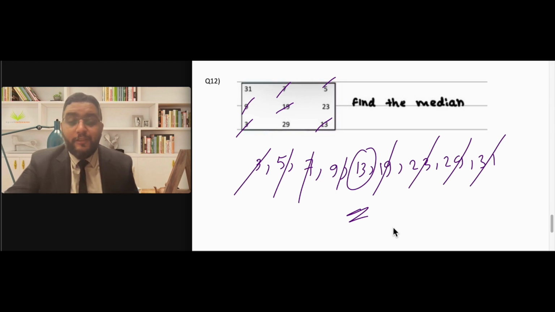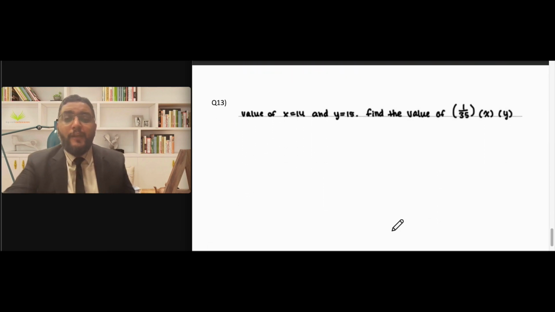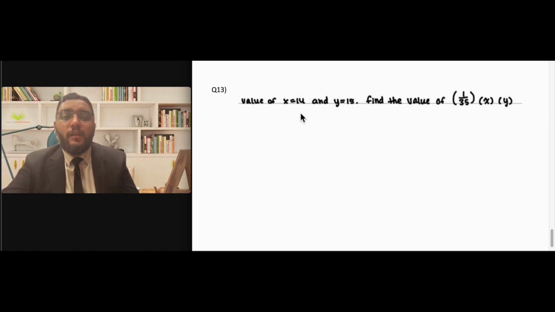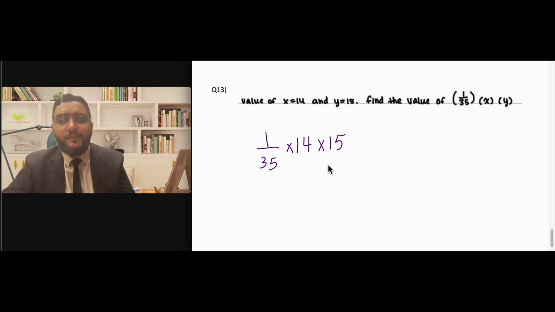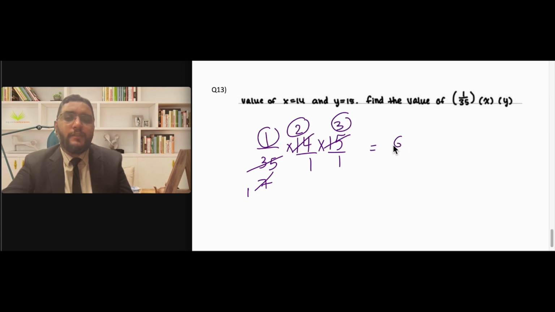Let's move to question 13. The value of x equals 14 and y equals 15. Find the value of 1 over 35 times x times y. We have x equals 14 and y equals 15. I think it's very easy to answer this question. You can simplify it. 35 divided by 5 equals 7 and 15 divided by 5 equals 3. 14 and 7 both are divisible by 7, giving 1, 2. So the answer is 1 times 2 times 3, which equals 6.